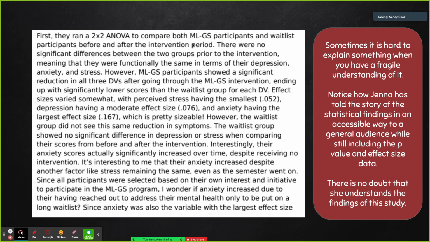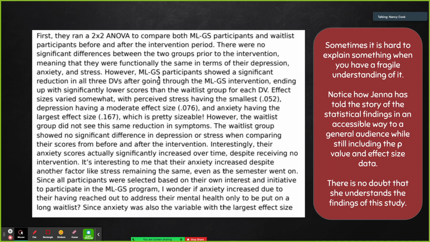So she was very clear with this. Then she says there were no significant differences between the two groups prior to the intervention, meaning that they were functionally the same in terms of their depression, anxiety, and stress. This was an important detail that we talked about in class that week, that these two groups started out as the same. So no significant differences. There was a p-value there, and it told us that there wasn't a significant difference between those two groups.